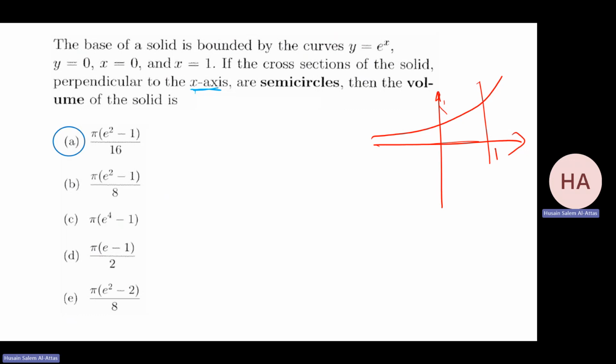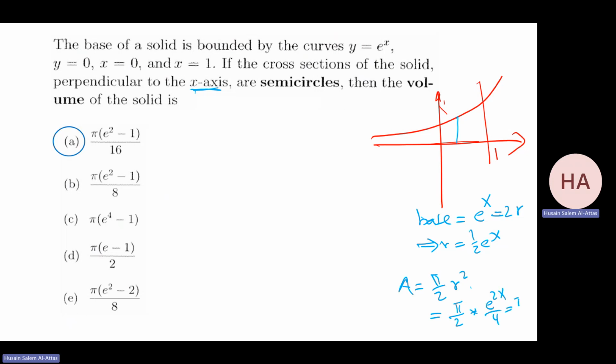So the base, let me draw the line. The base is e to the x. Don't forget, this is 2r. So r equals half e to the x, and the area will be pi over 2 r squared. So that gives me pi over 2 times e to the power 2x over 4. So it's pi over 8 e to the power 2x.